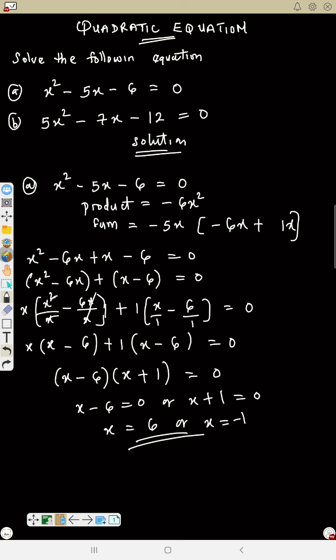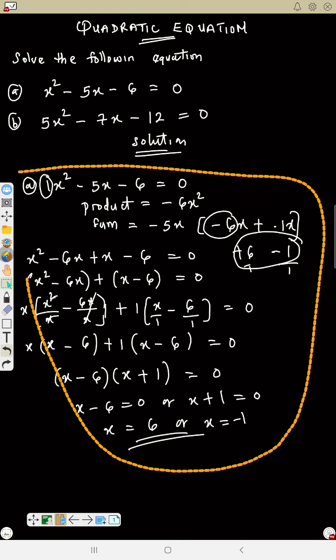Because it reflects here. If you interchange the sign here, you get plus 6. Interchange the sign here, you get minus 1. So the answer is plus 6, minus 1. And because the coefficient is 1, it's like we divide by 1. It will not have any effect. Now let's do the last one.